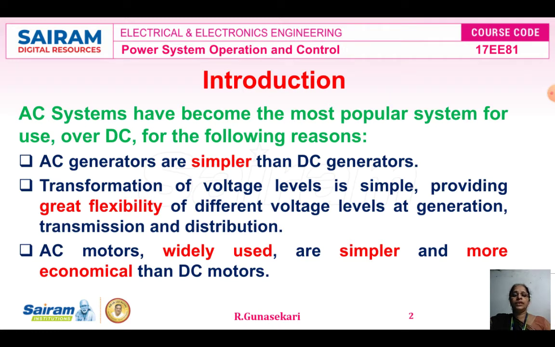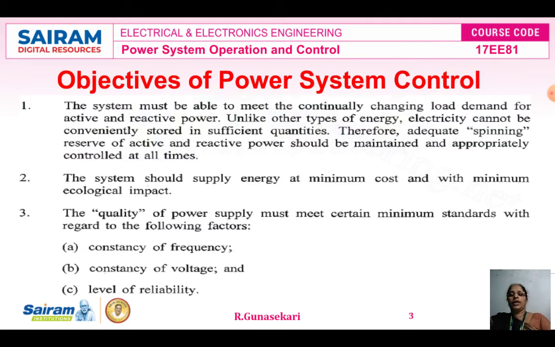The third reason is that the AC motor is widely used, with a very simple construction, and is simpler and more economical than the DC motor. Because of these reasons, the AC power system has become the most popular power system for use by the consumer over the DC power system.